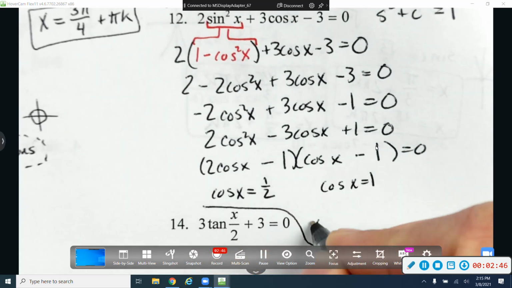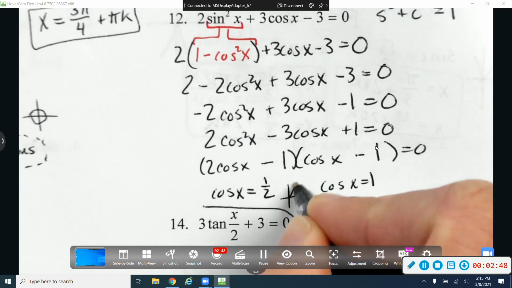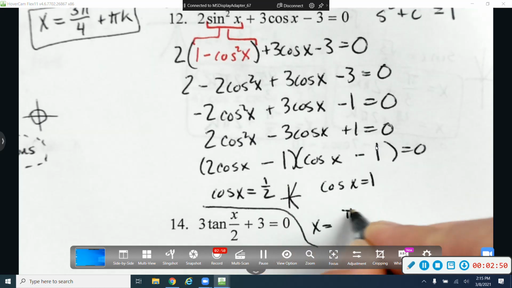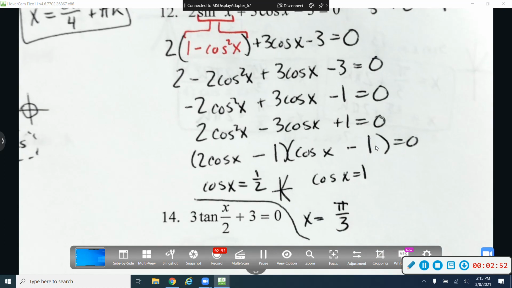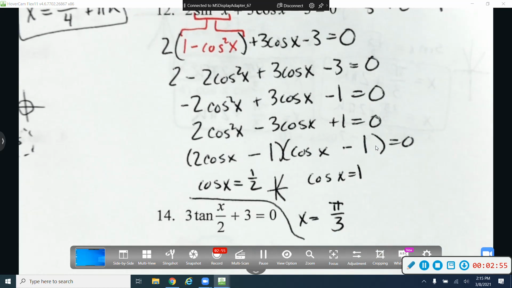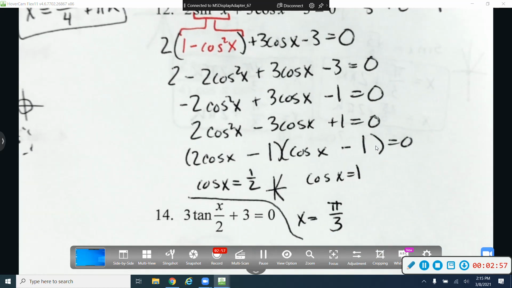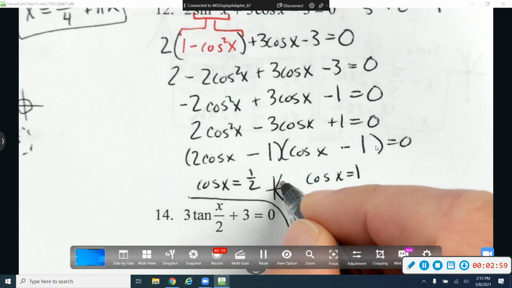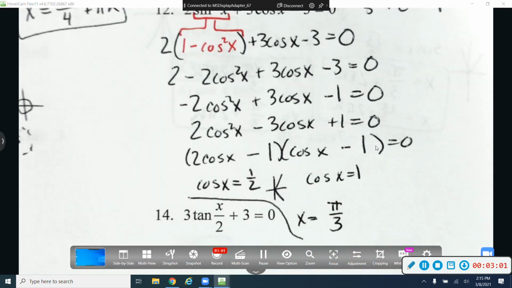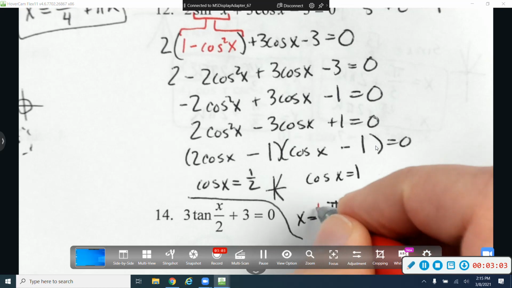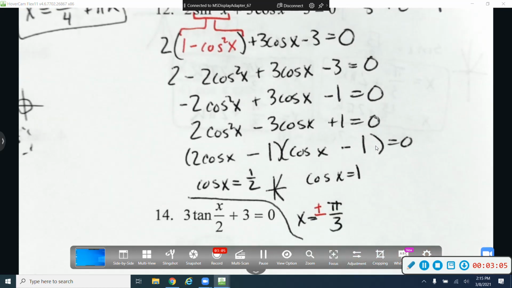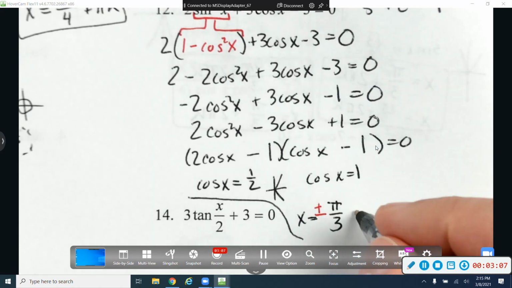So that means for the 1/2, pi over 3 would be the first answer. And the second answer, I could say negative, no, I want to say negative pi over 3. I could say 5 pi over 3, but plus or minus is the easier way to go.